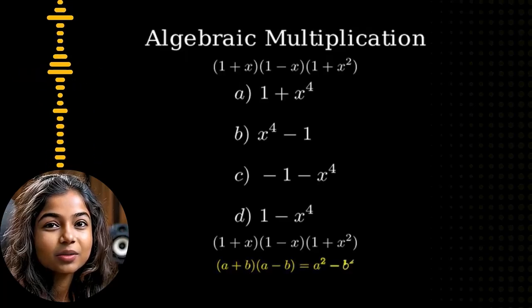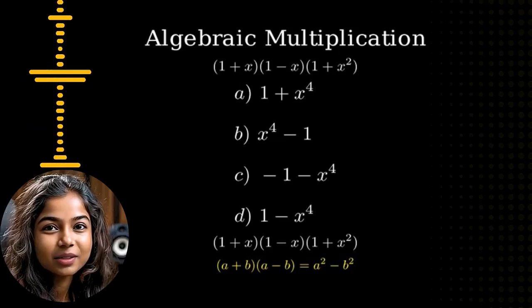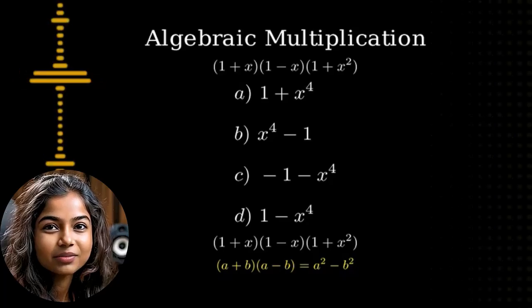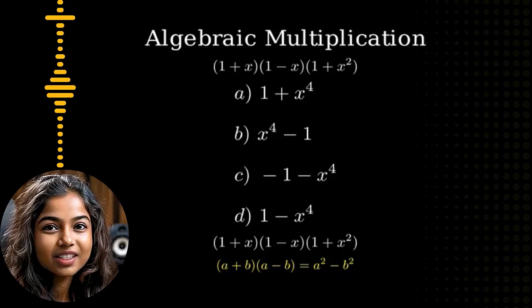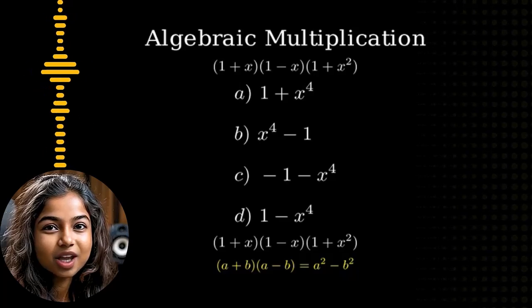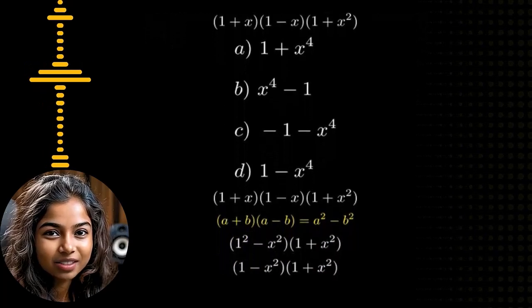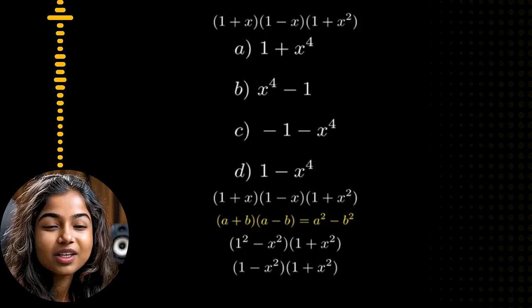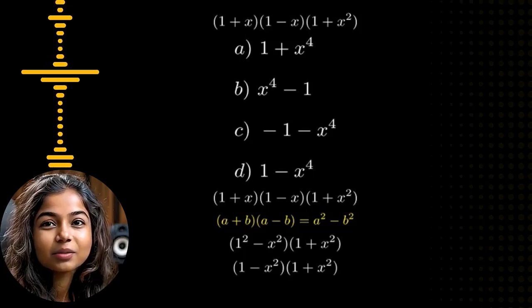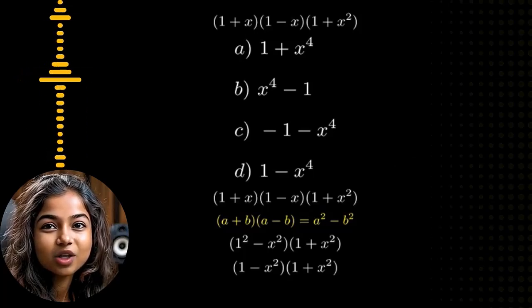Remember, when we multiply the sum and difference of the same terms, we get the difference of their squares. So, (1 + x)(1 - x) equals 1² - x², which simplifies to 1 - x². Now we have (1 - x²)(1 + x²). Look familiar? This is another difference of squares pattern. When we distribute these terms, we get 1² - x⁴.